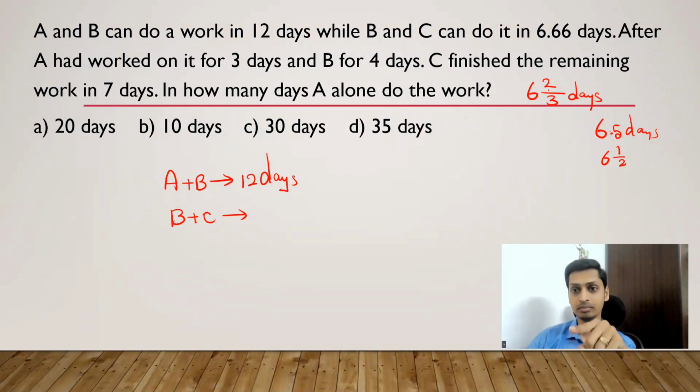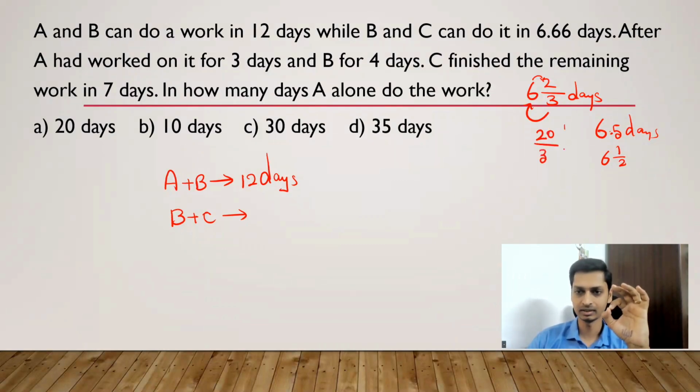Now again, we can convert this mixed fraction to an improper fraction. So how can we do it? 3 into 6, 18, 18 plus 2, 20. So we can simply write 6.66 as 20 by 3 days, because 20 by 3 gives 6.66, right? So B and C will complete the work in 20 by 3 days.